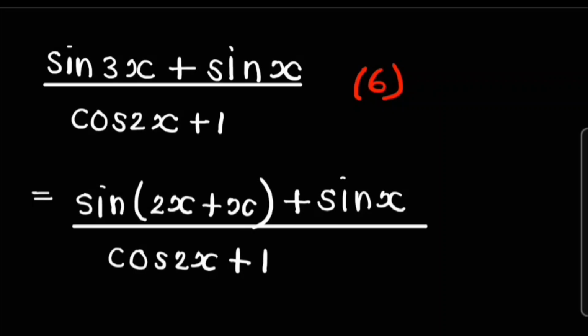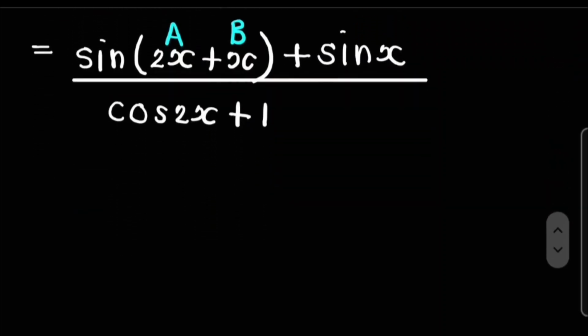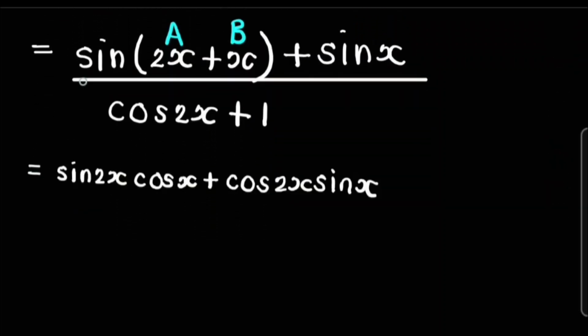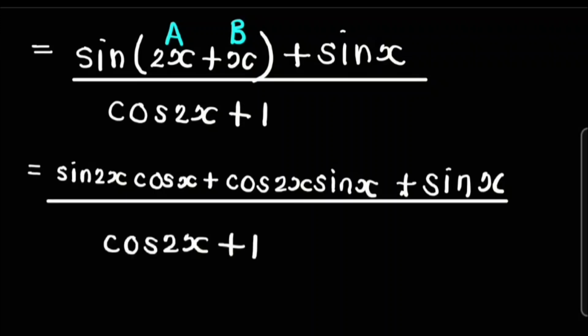Now remember, in your numerator, you've compounded the sine 3x, and we've got sine 2x plus x. Here, 2x represents A and x represents B. So I'm going to expand this accordingly. So there is my expansion. I have sine 2x cos x plus cos 2x sine x. Now I'm just going to fill in the rest of the fraction where I have the plus sign next to that, and filling in my denominator as well.